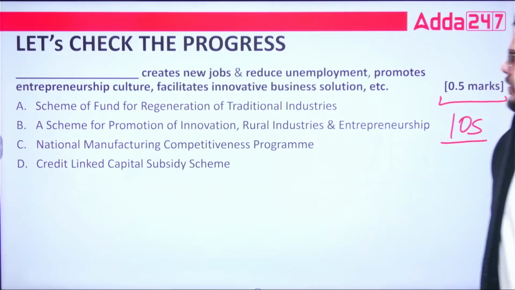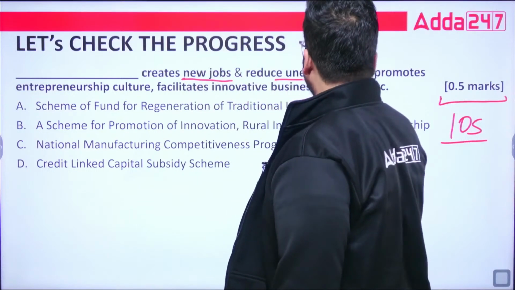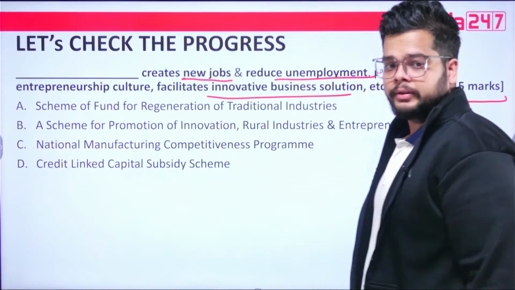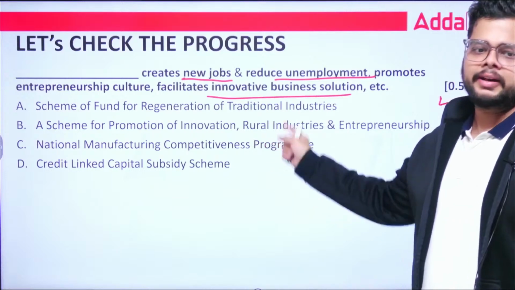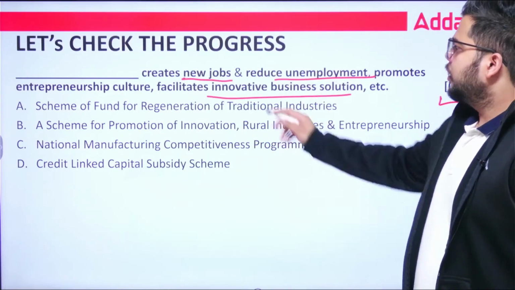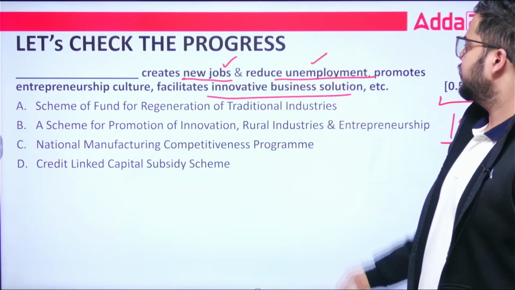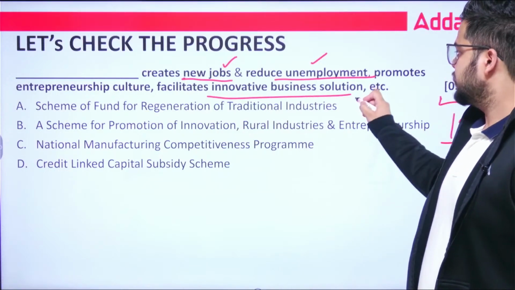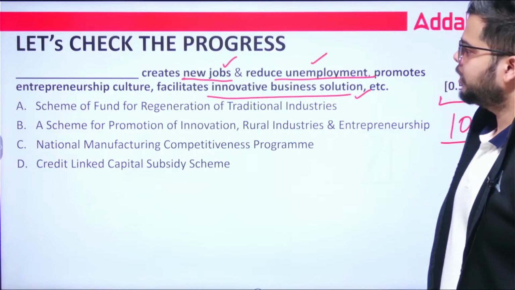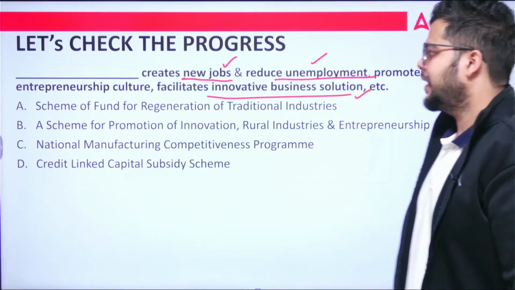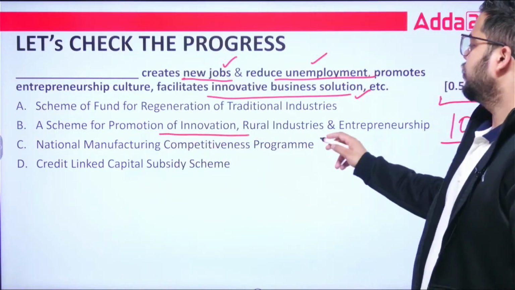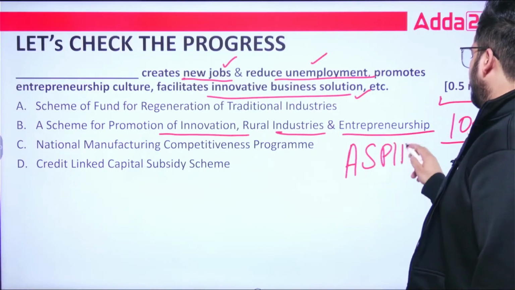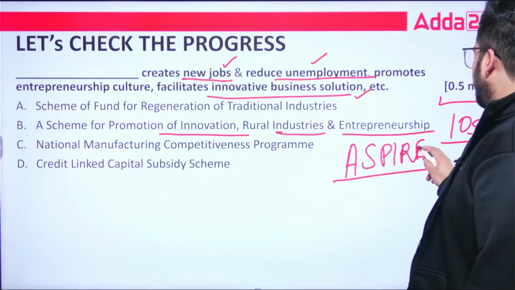Okay, so the question says, dash creates new jobs, reduces unemployment, promotes entrepreneurship culture, facilitates innovative business solutions. So which of the following initiatives fit in this particular description? Job creation, reduction in unemployment, entrepreneurship culture promotion, and innovative business solution. Correct answer will be your option number B. Option B, that is a scheme for promotion of innovation, rural industries and entrepreneurship, also known as the Aspire scheme. Okay, so Aspire scheme is the right answer here.